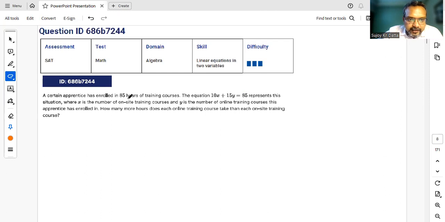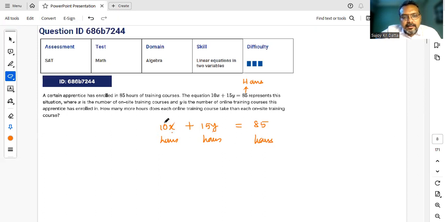A certain apprentice enrolled in 85 hours of courses. This is the equation. X is the number of on-site training courses, and Y is the number of online training courses. Okay. 85, please note, is the number of hours. If this is the hours, then 10x should be hours and 15y should also be hours. Only then hours plus hours would give you hours. Now, x and y are the number of courses. So this 10 must be the hours per course, which when multiplied with the number of courses will give you the number of hours for both of them.